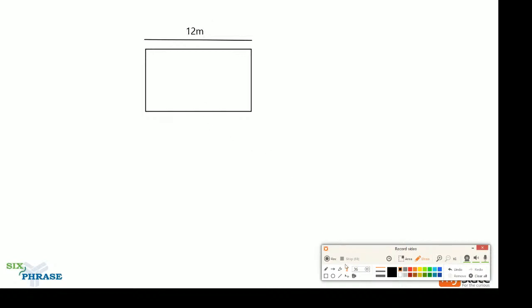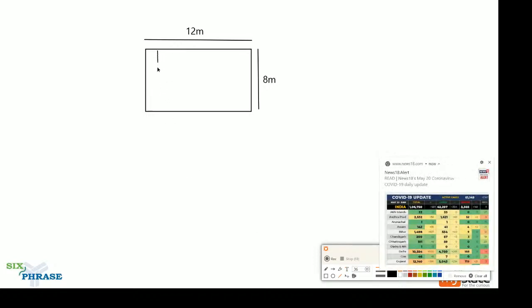Now the breadth is, can we keep it as 8? So we'll keep it as 8. The breadth is 8 meters. Now the length is 12 meters, the breadth is 8 meters. Now they are going to fix some grills. So the grills go like this. By grills, what I mean is, guys, it is like this. So this is 1, 2.